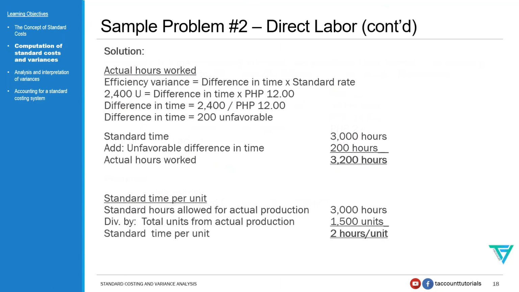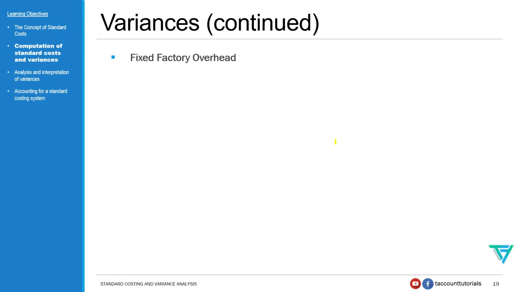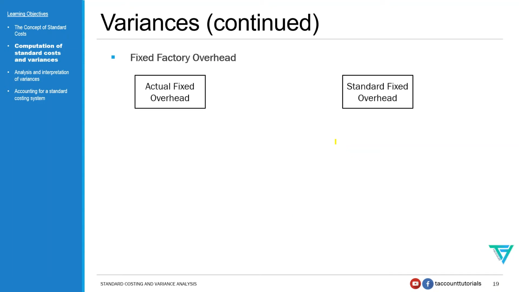Alright, so to proceed to the discussion, still on the computation of the variances, we go now to fixed factory overhead. Right, so fixed factory overhead, the first step here is much similar to the direct material and the direct labor. We just deduct actual from the standard fixed factory overhead. Then, of course, we would now be getting the total fixed factory overhead variance.